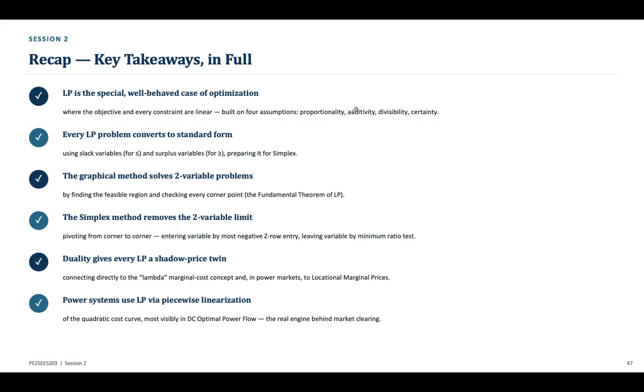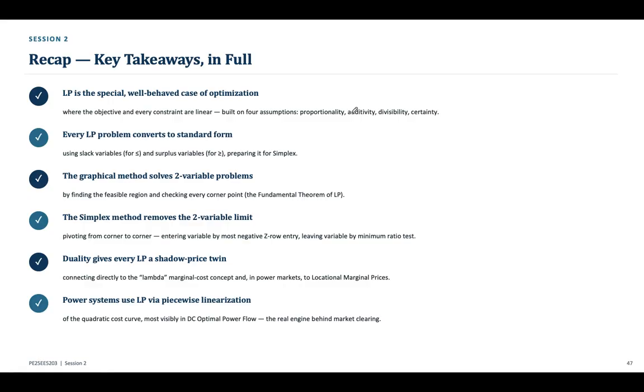Less than or equal to constraints can be converted using slack variables, while greater than or equal to constraints use surplus variables and may require artificial variables for simplex initialization. For two variables, the graphical method allows us to visualize the feasible region. If an optimum exists, at least one optimum occurs at a corner point.